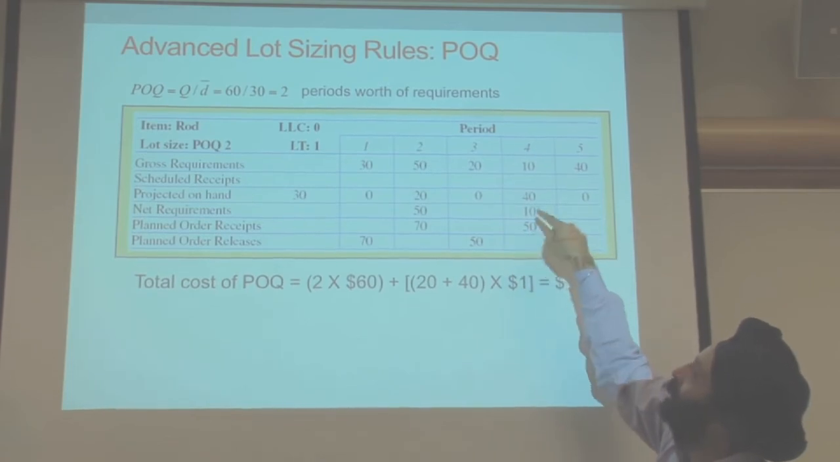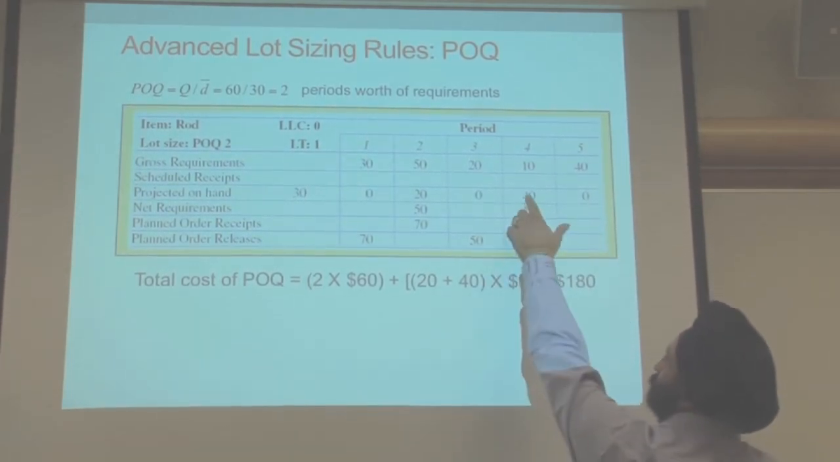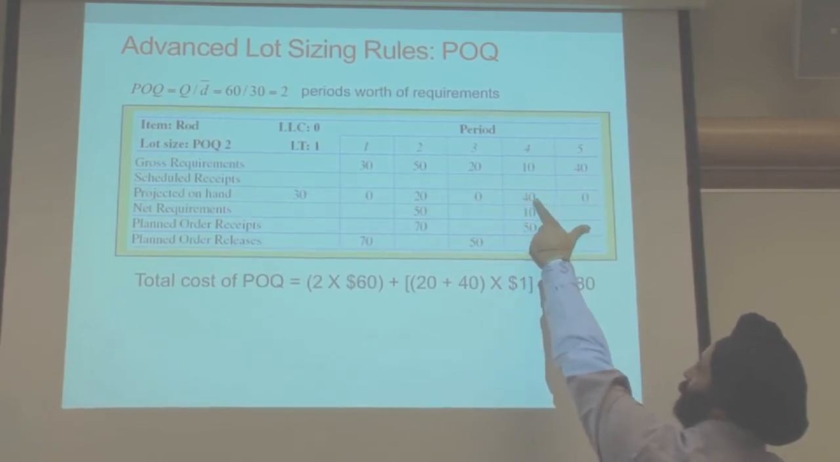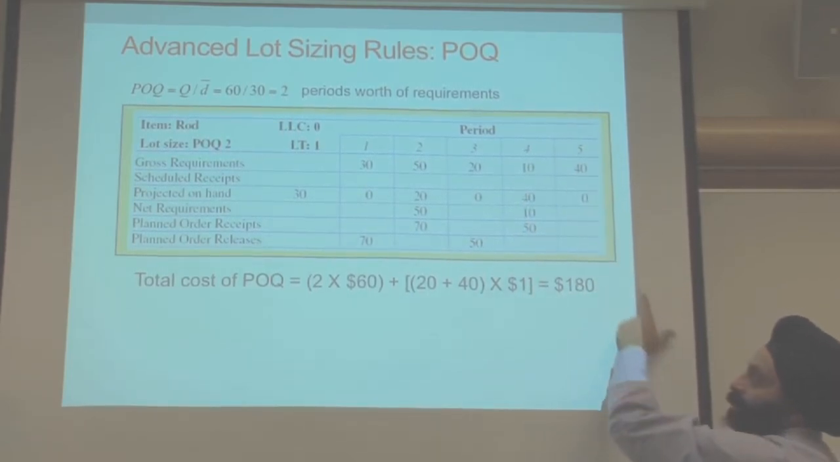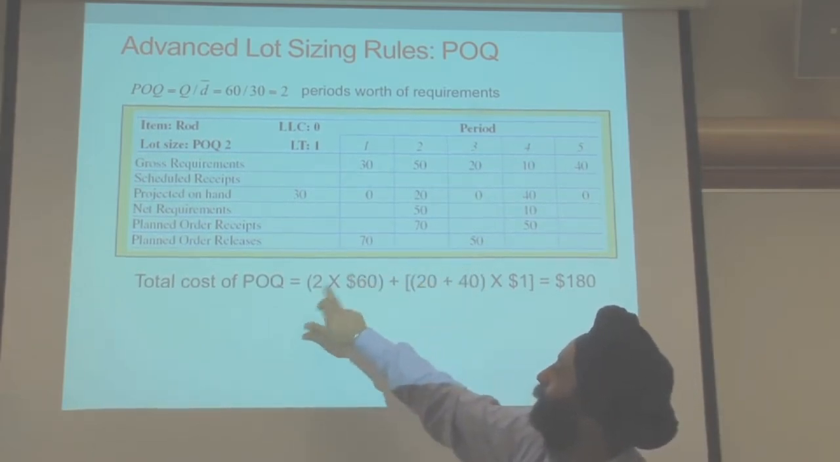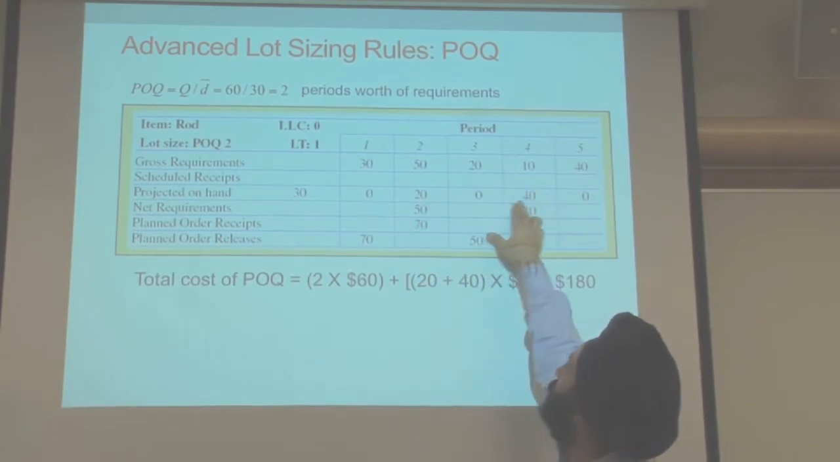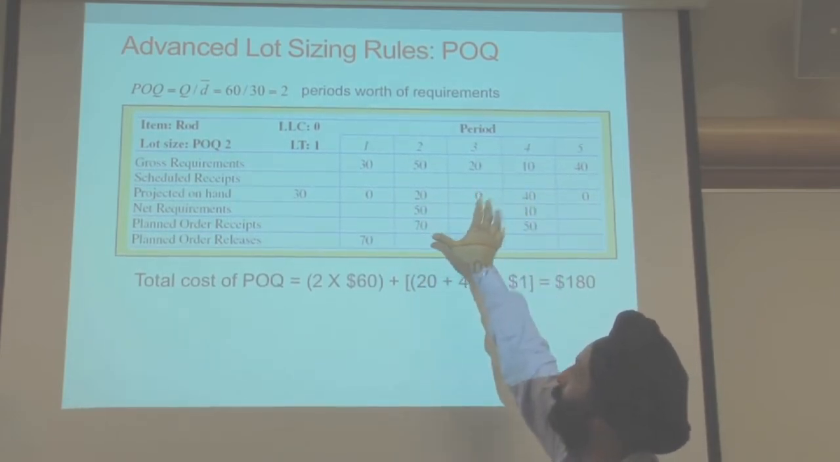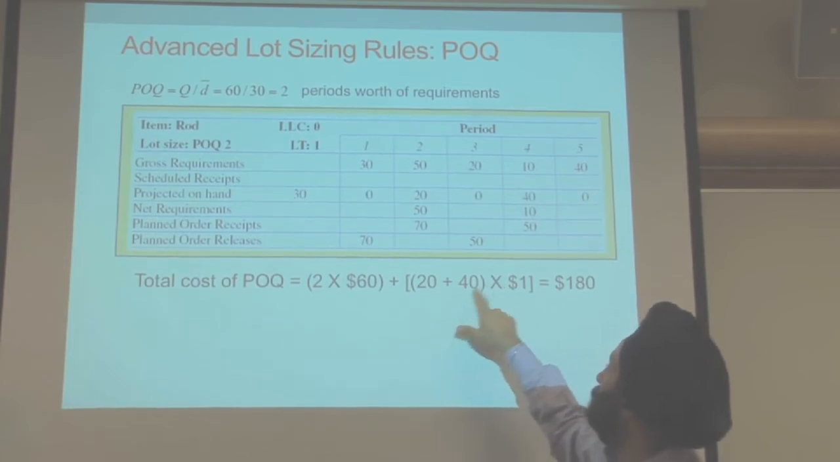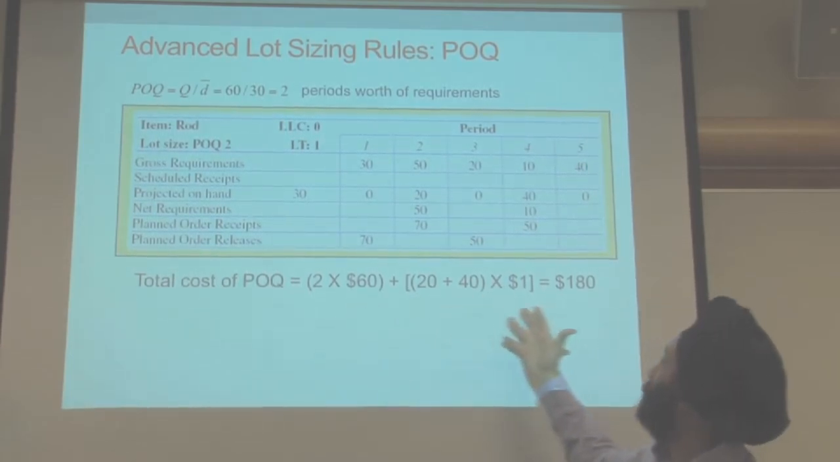Once you have this, the net requirement in period 4 was 10. That means we have a projected on hand of 40, which is consumed in period 5. So you are looking at 2 orders. So 2 times 60 is the total ordering cost, plus 20 plus 40 is the carrying cost. 40 times 1 is 60. So 120 plus 60 is 180.